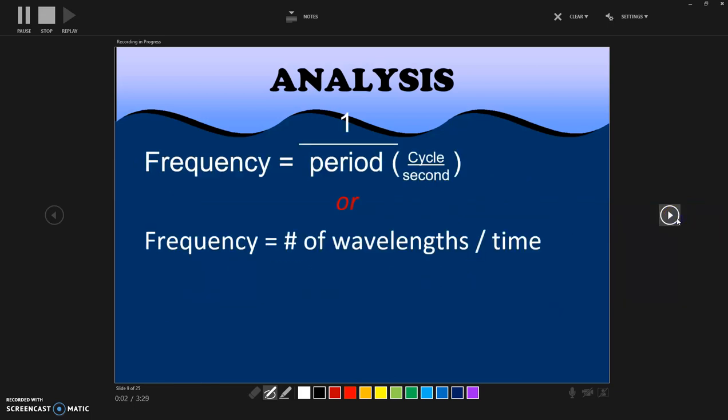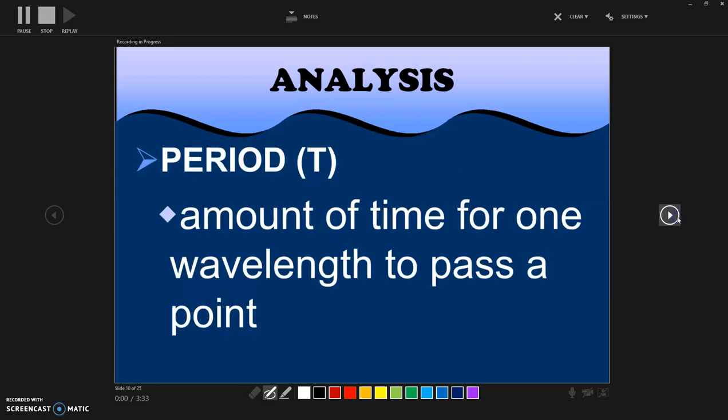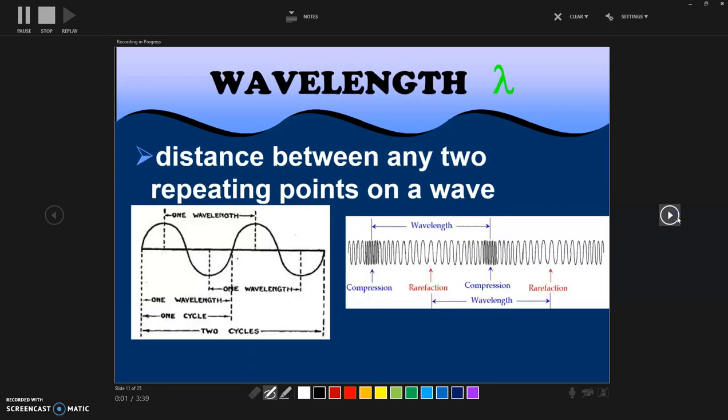Then the formula in getting the frequency is 1 over period, or the number of wavelengths divided by time. Then period refers to the amount of time for one wavelength to pass a point. Wavelength is the distance between any two repeating points on a wave. So that's what I have told you. So it must be identical points.